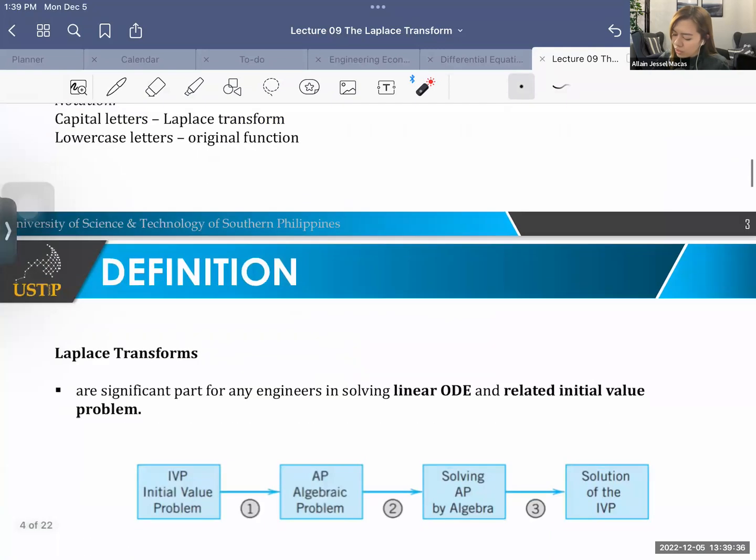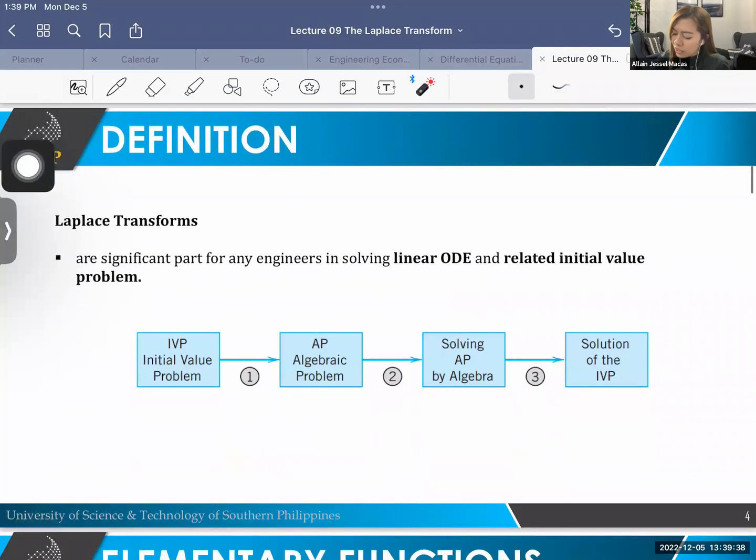Okay, so let's start with, okay, balik sa detalye. As I mentioned, the Laplace transform is significant in our class because it helps us solve linear ODEs and their related IVPs. The structure is this: if we have an IVP, an initial value problem, that is linear, because of the Laplace transform it can become an algebraic problem.